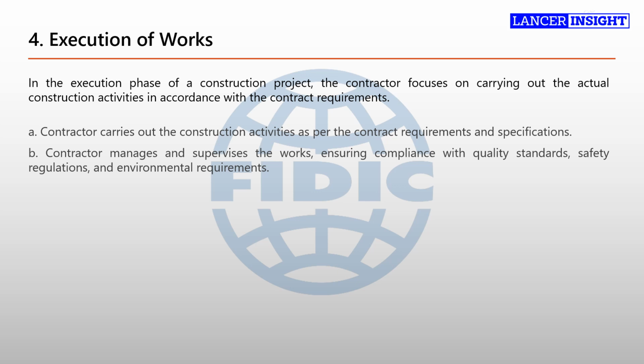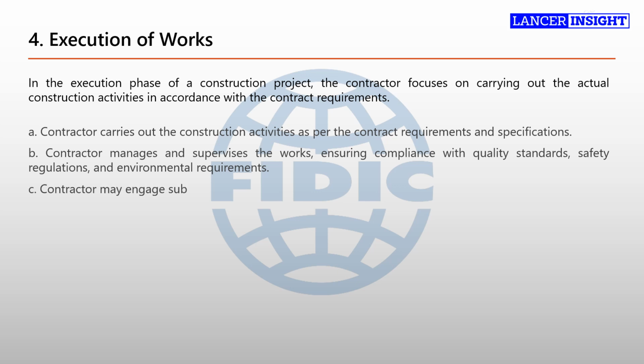Additionally, the contractor prioritizes the safety of the workers and site visitors. They enforce safety regulations, implement safety protocols, and provide necessary safety equipment and training to prevent accidents and ensure a safe working environment. The contractor also ensures compliance with environmental regulations and requirements. They implement measures to minimize environmental impact, such as proper waste management, pollution control, and protection of natural resources.